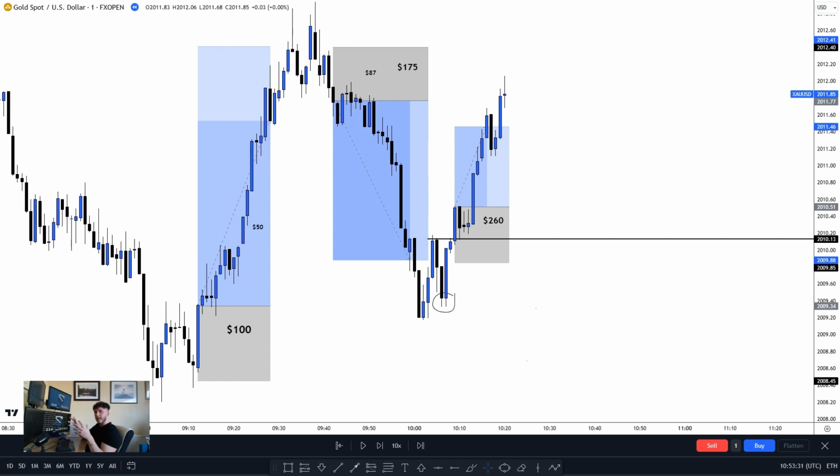So you can see that just based off this 1 minute strategy, there's a lot of positions that you can take. You are just waiting for the market structure to change. And then obviously you're in a good position to take a trade, guys.